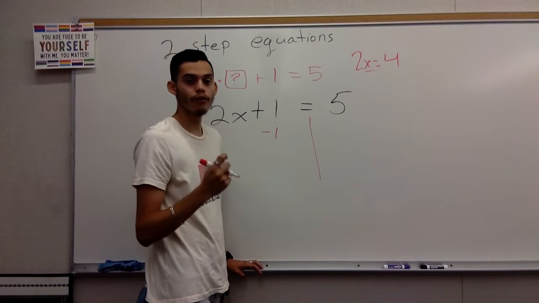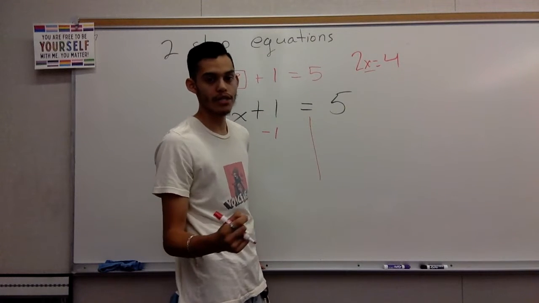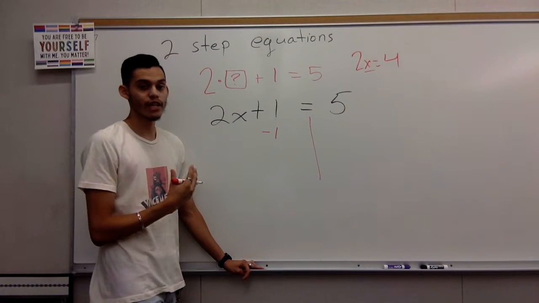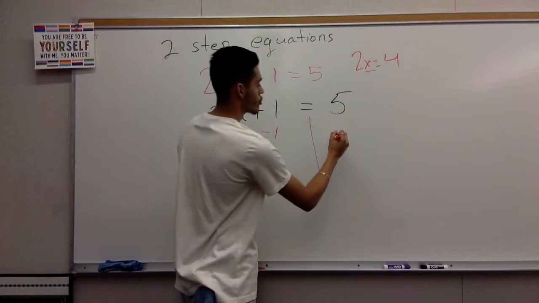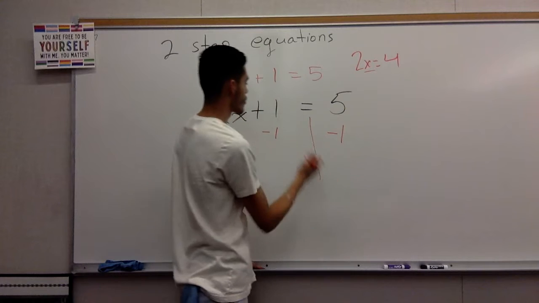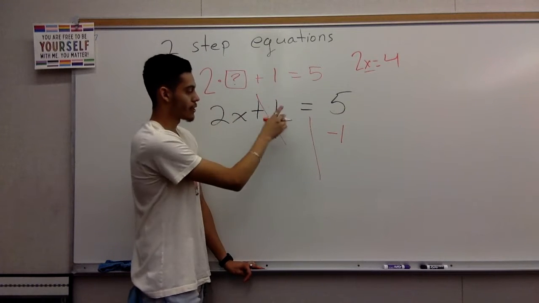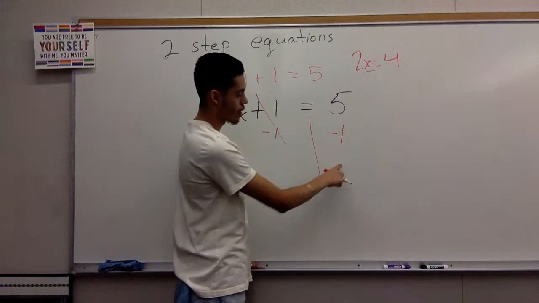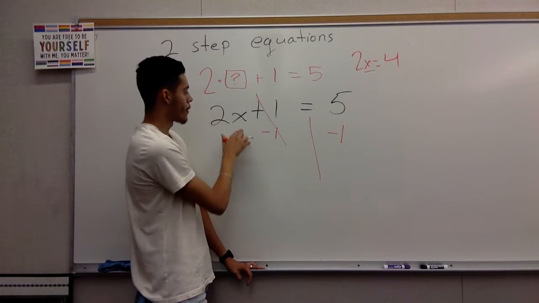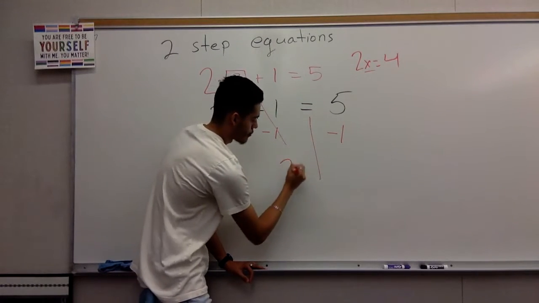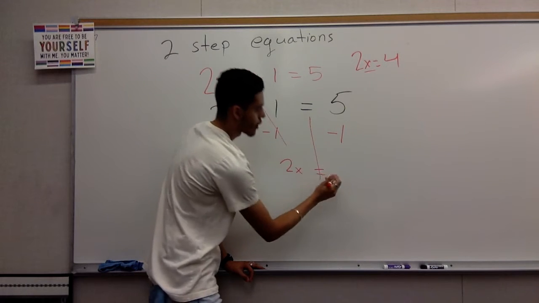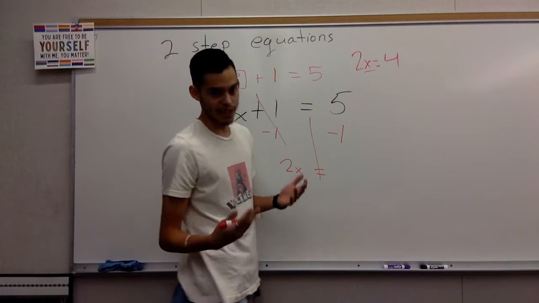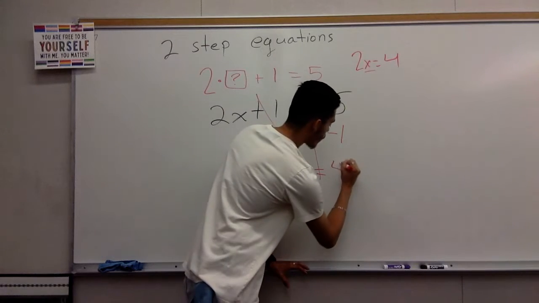What you remember from the last video on one-step equations is that what you do to one side of the equation, you do to the other side as well. So you're going to subtract 1 from the other side as well. Plus 1 minus 1 is 0, so that doesn't really matter. We have 5 minus 1. Bring down this 2x and the equal sign. 5 minus 1, I bet everyone can do that one, equals 4.